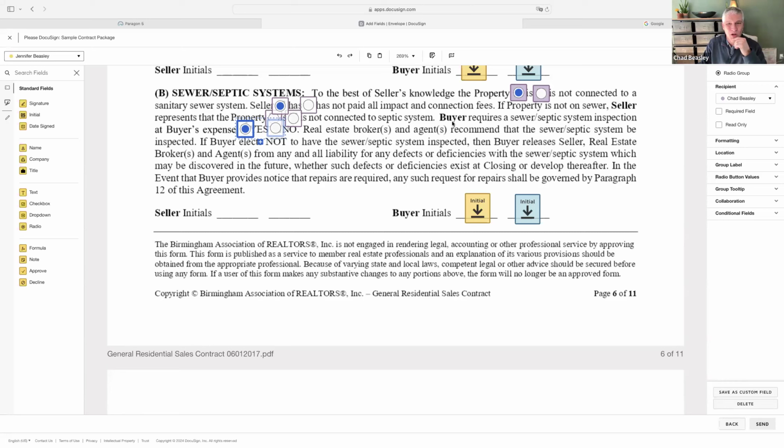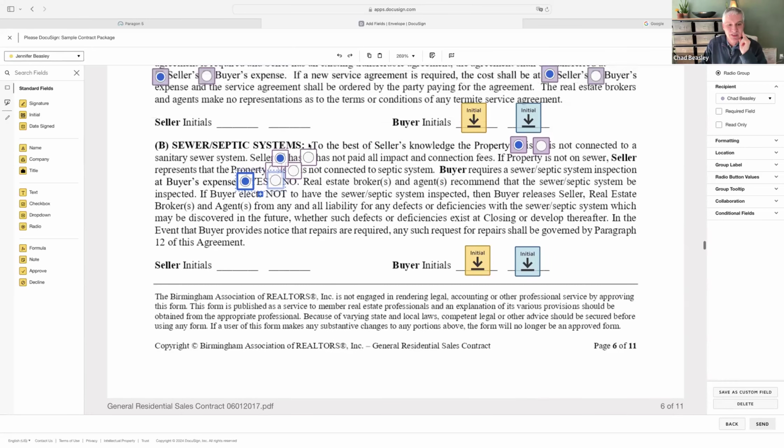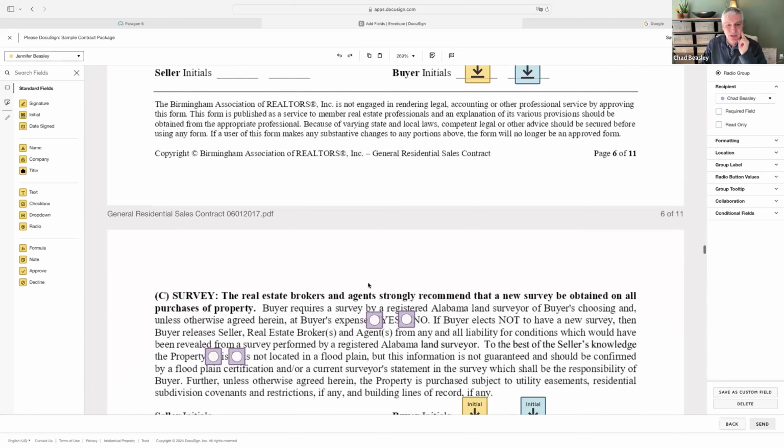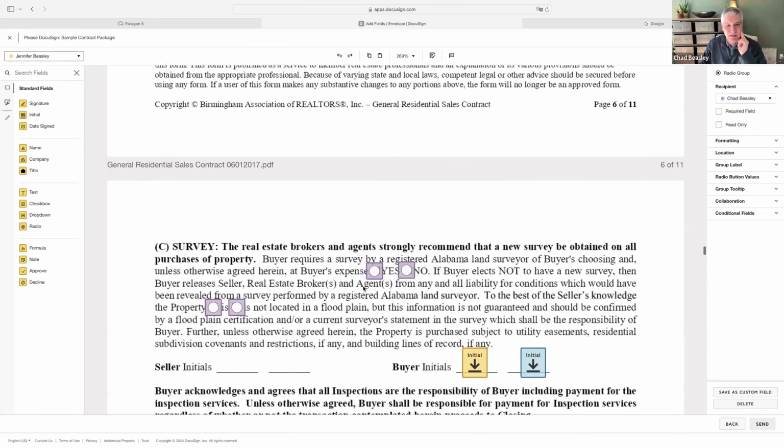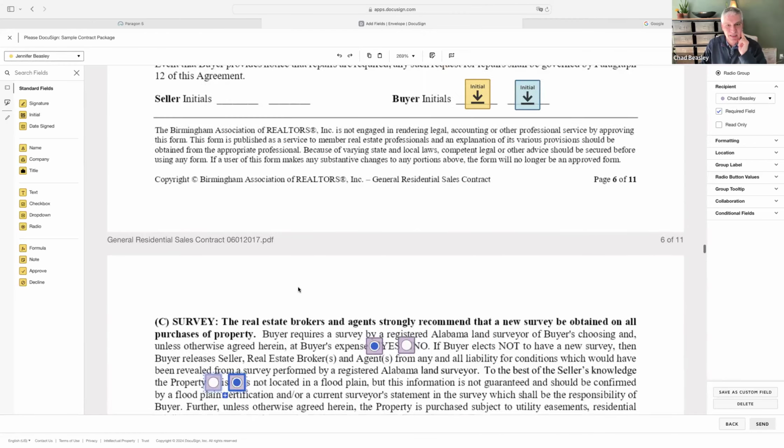I'm seeing it more often than I used to. But that's up to your seller, up to your buyer of whether that's something that's important to them that they want to have done. And then also the survey would fall under additional inspections. So if we want a survey, we're going to say yes. As far as we know, it is not located in a floodplain.